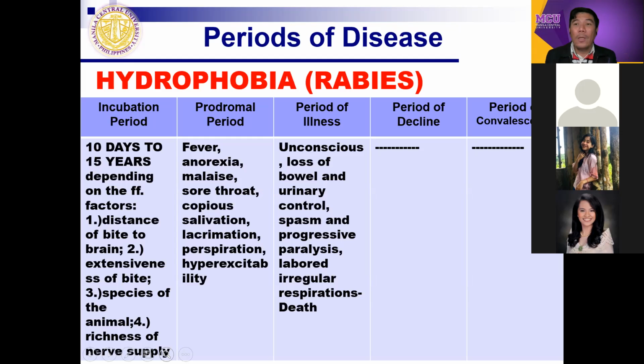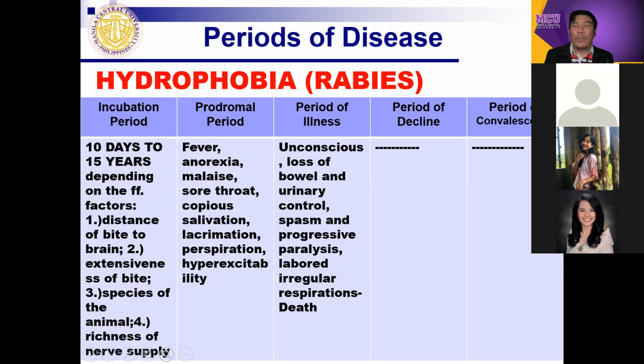That's why, once you are bitten by dogs that are not vaccinated, you need to undergo vaccination. Because within the 10 days, once the virus reaches the brain, that will lead to death or mortality. But can you imagine that hydrophobia or rabies may take up to 15 years? Because actually, this depends on the following factors.